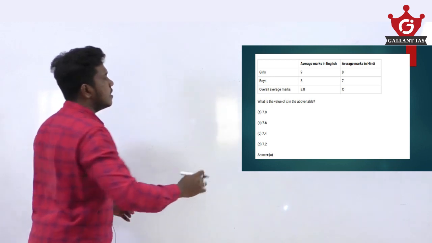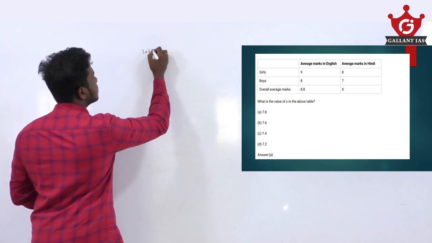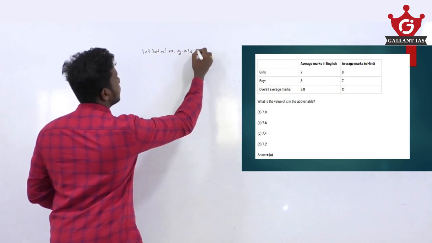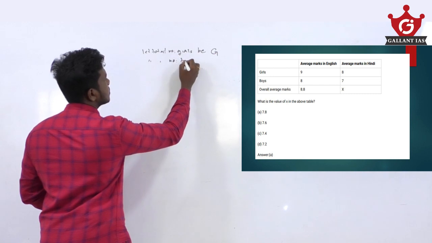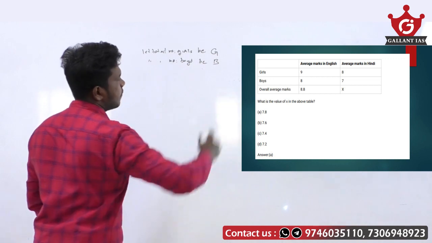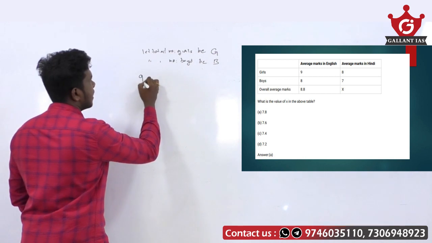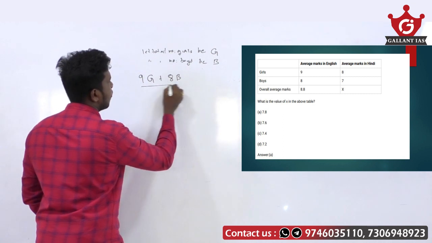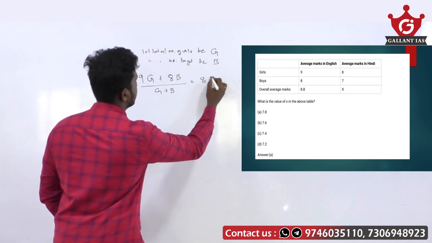Now let's solve this question. In order to solve this question, we need to make certain assumptions. Let the total number of girls be G, and let the total number of boys be B. If it is like this, then from the first row, that means the average mark of English, we can write it as 9G plus 8B, the whole divided by G plus B, is equal to 8.8.